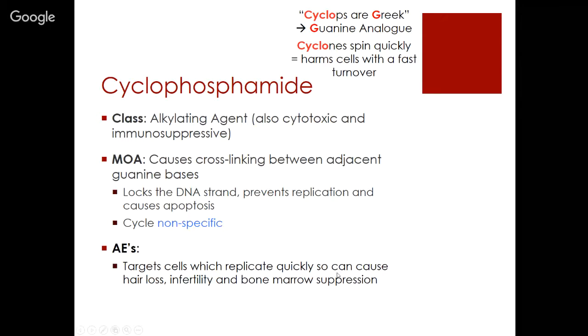So what I was saying earlier about bone marrow suppression, hair loss, infertility, all of these, it's about the fact that it targets cells which have a quick turnover, like cancer cells, because that's one of the few things that make cancer cells special that they can attack. But unfortunately, we have some regular cells which also have a very fast turnover. Someone said that cyclones spin quickly, so that's why you have the fast turnover cells that get affected in your adverse effects.